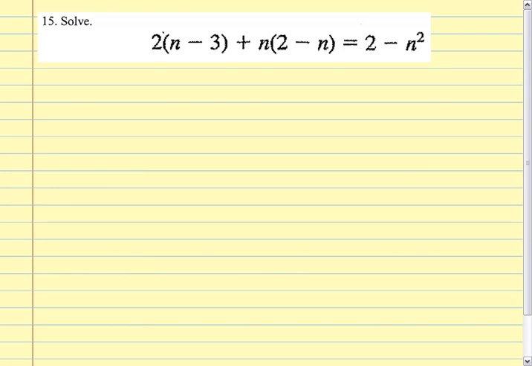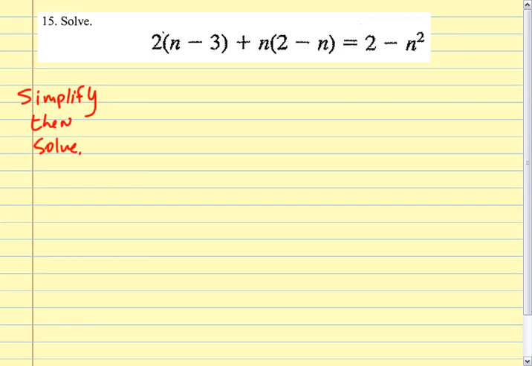Okay, folks, just a couple more on this first part of the review. All right, so this one says solve. Remember the rule, follow it. Simplify, then solve.